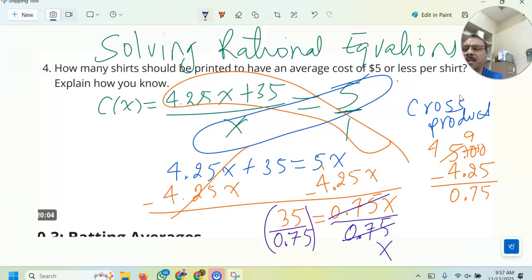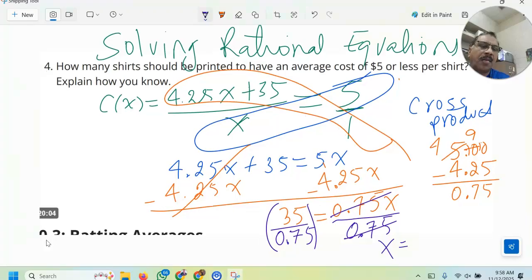Let me pause here. Okay, it's good to know many of you nodded, saying that you got your answer, which is 46.66. So we need to round it to the lower number, which is 46.